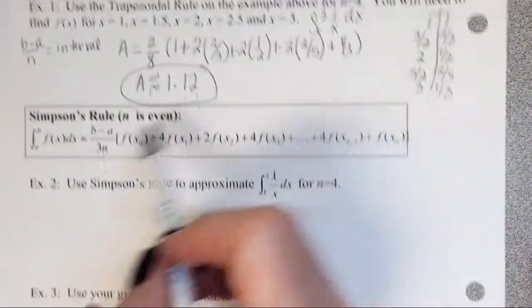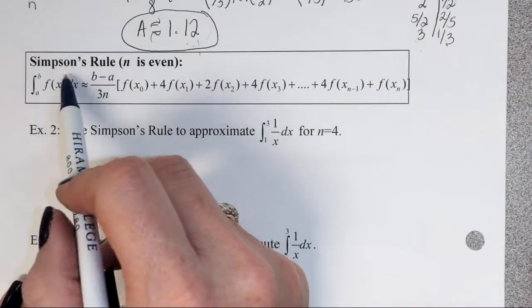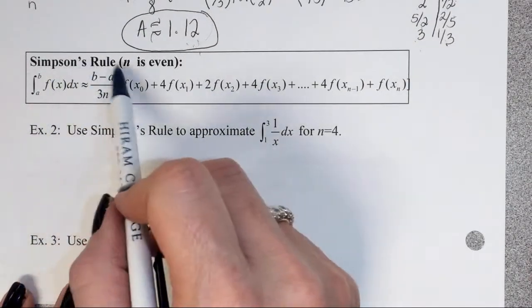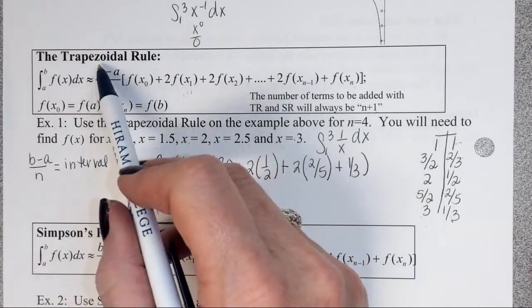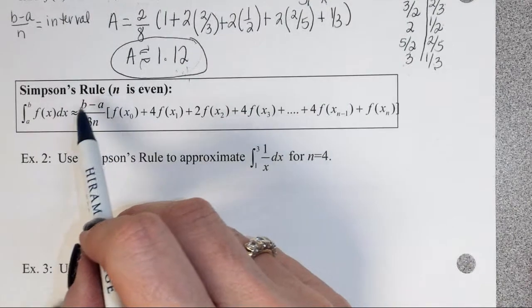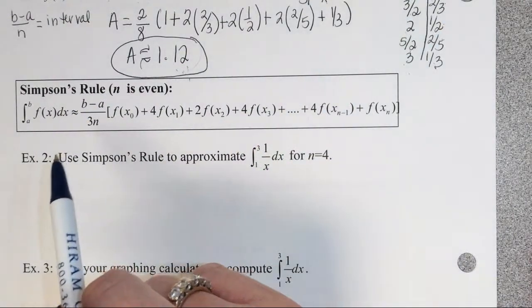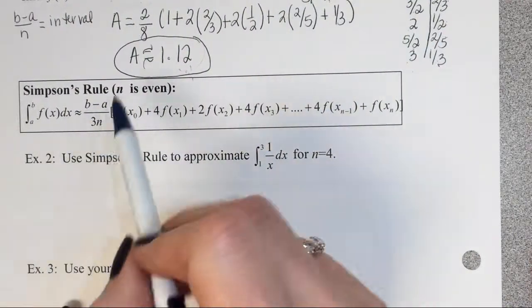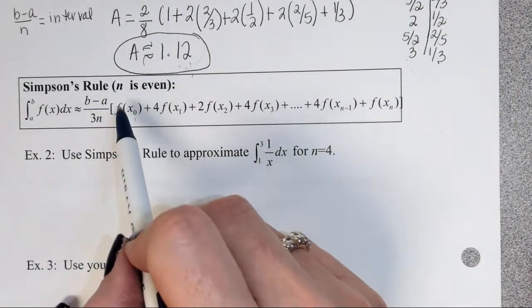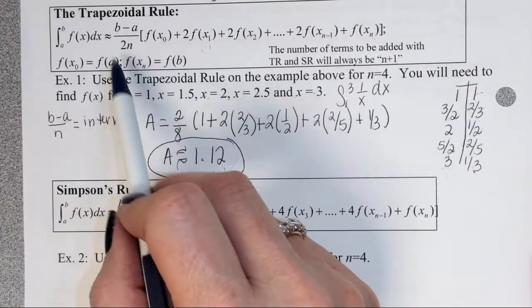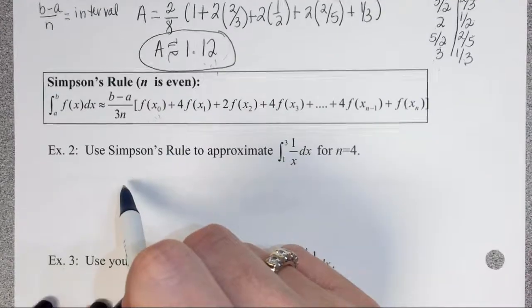All right, let's go to Simpson's now. So Simpson came along and he said, hey, I can do even better. I can get a more accurate estimate than even using trapezoids. If you're interested in how he came up with that, feel free to look in our book. It's in there, or you can Google it. But we're not interested in how he got it. We just want to be able to apply it. This will always be a little more accurate than the trapezoidal rule.